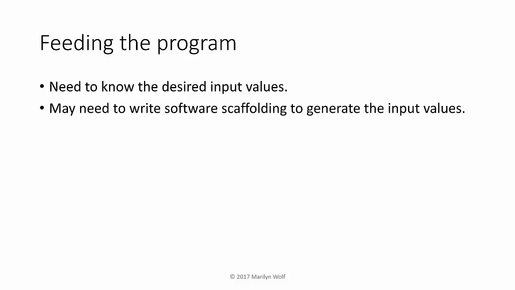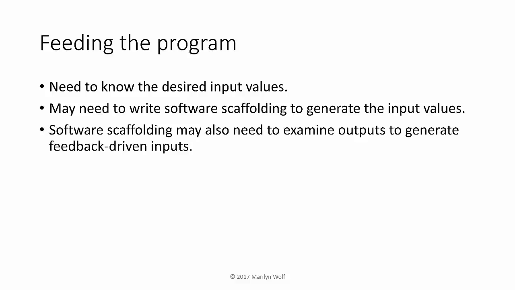We need to understand how to feed data to the program to make it execute the right paths and exercise the right cache behavior so that we can understand its various modes of operation. We need to know the desired input values that give us worst case execution time. We may need to write software scaffolding to generate these input values. And we may also need to use that scaffolding to examine the outputs and generate new inputs in a feedback-driven application.